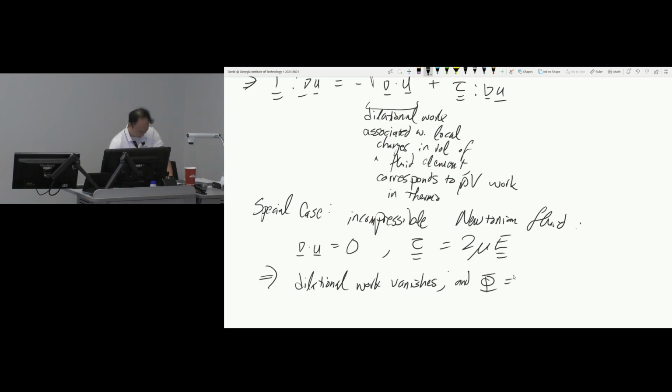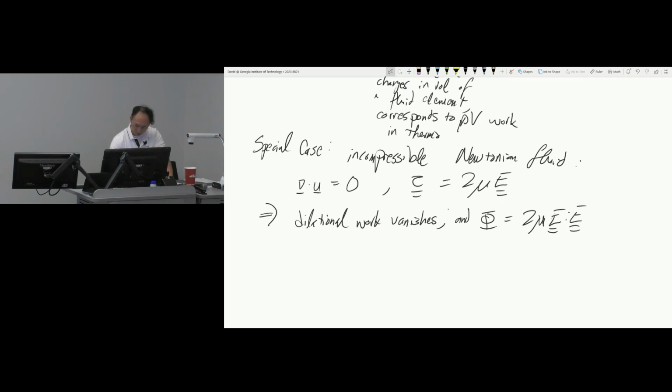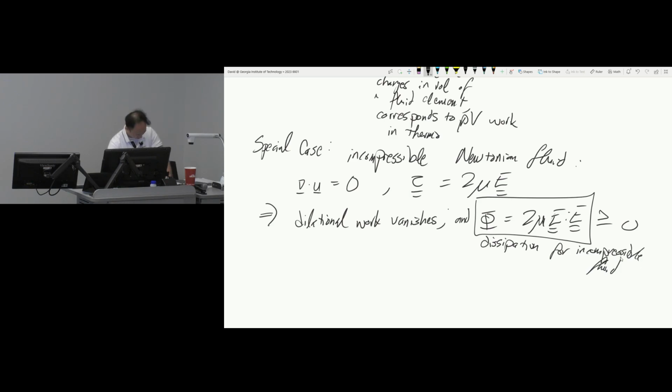And we're going to write this dissipation phi as 2 mu E double dotted with E. Okay, and this should be greater than or equal to 0. This is the dissipation for an incompressible fluid.